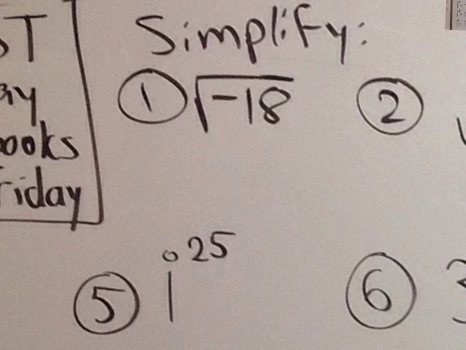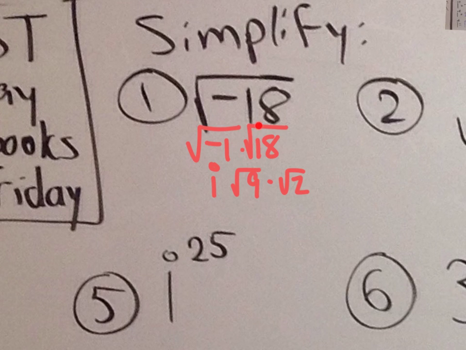Or if you want to completely show your work, you're going to have the square root of negative 1 times 18. And the square root of negative 1 is i. And the square root of 18 breaks down to the square root of 9 times the square root of 2, because 9 times 2 is 18. And again, you're thinking, you don't have a perfect square number, you want to break it down with multiplication to get a perfect square number, which is 9. So of course we have i times 3 times the square root of 2.